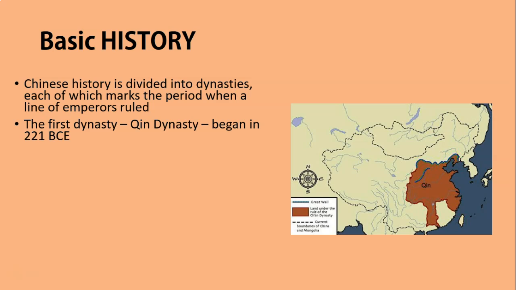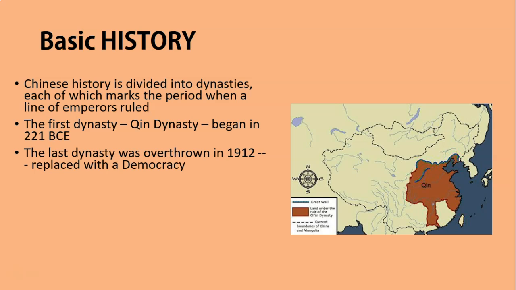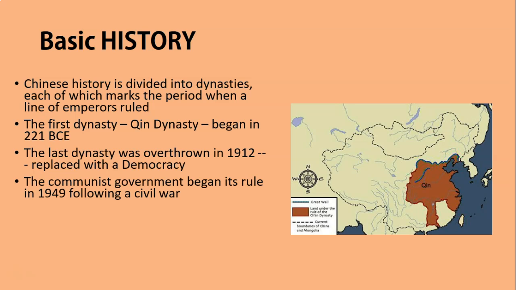The very first dynasty, and we can see here on the map, was the Qin dynasty, and it began about 221 BCE, so over 2,000 years ago, okay, which is just crazy to think about. Now, these dynasties are going to last until 1912, so pretty recently in the span of world and human history, okay, and in 1912, the dynasties will then be replaced with a democracy. That democracy, however, will not last very long. There will be a communist revolt, a civil war that will ensue, and the communists will take control of China in 1949.